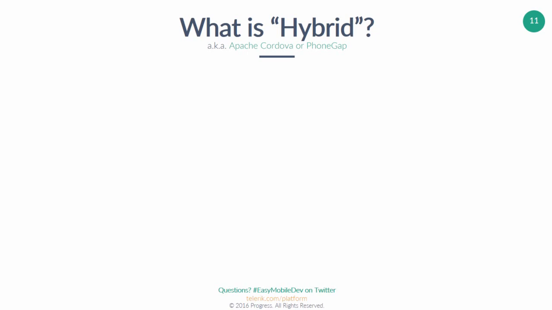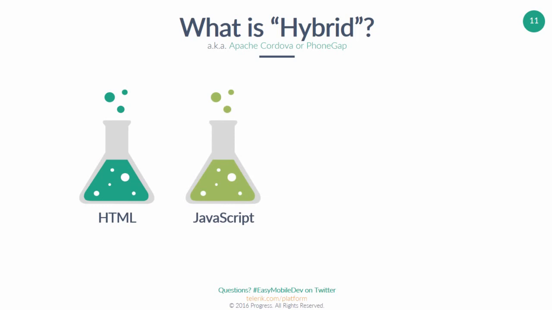Then we'll look at native so you can help decide for yourself which is the best way. When you're cooking up a hybrid mobile app, you're using HTML for your markup. Yes, the same HTML you use to create websites. You're also using JavaScript for your app's logic. And you use CSS to style your app. Sound like a website? Well, it kind of is.